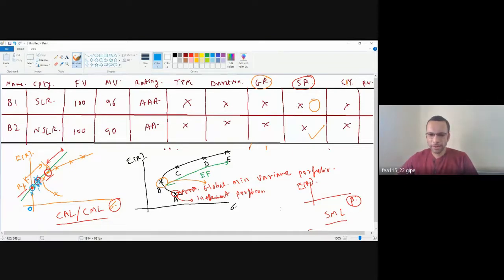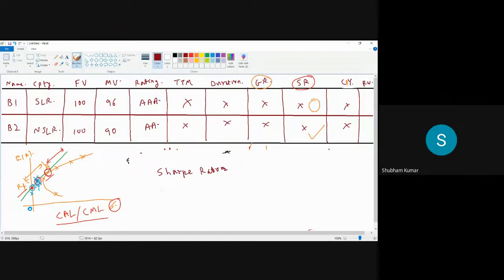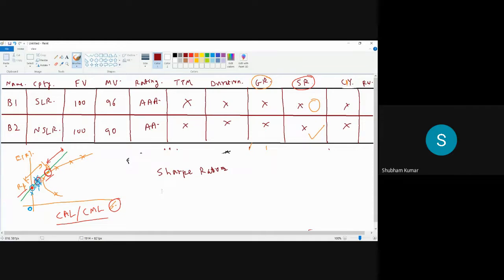Also, there are a couple of performance metrics which we study as well. A couple of ideas which we frequently use. So we can have a Sharpe ratio. Sharpe ratio can be one. Next would be an information ratio. Treynor ratio, sir. Sorry? Treynor, sir. Correct. Treynor's measure.